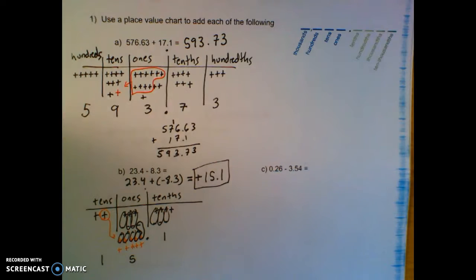as my final answer. And for those of you who are comfortable with the standard algorithm, that looks like this: 23.4 minus 8.3. 4 minus 3 is 1, but I need to borrow in order to subtract this 8. So 13 minus 8 is 5, and 1 minus 0 is 15. It's the same thing either way.